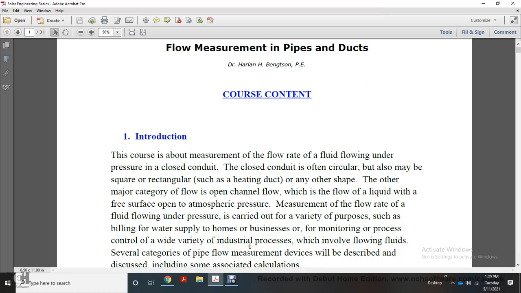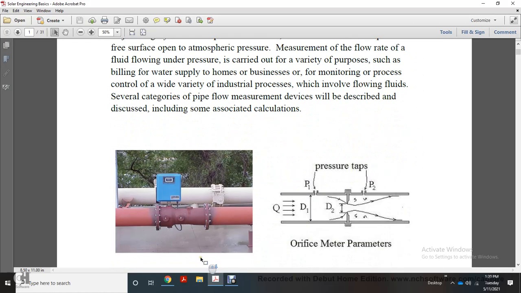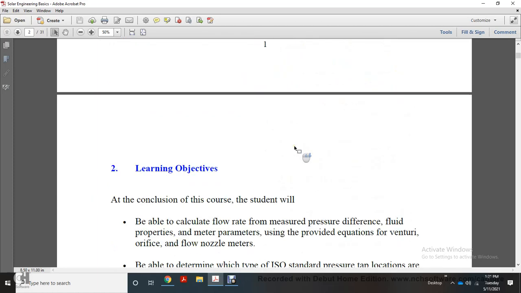Several categories of pipe flow measurement devices are described and discussed, including some associated calculations. The figure shows pressure taps, P1 and P2, diameters D1 and D2, and an orifice meter.